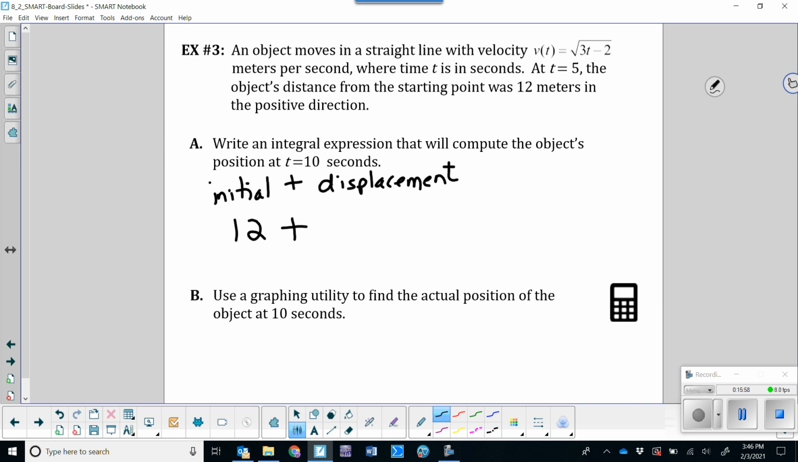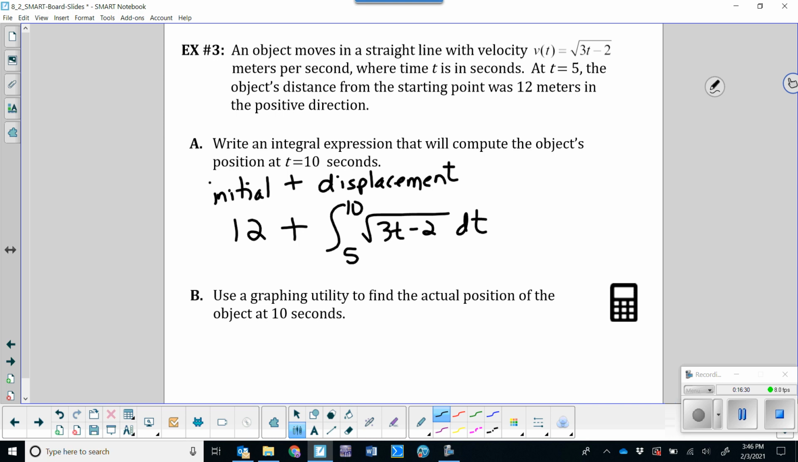It's just 12, the initial position, plus, and then you integrate the rest of it, 5 to 10 of this. Now notice it says write the integral expression that will compute it. So in that part of the question, I don't do anything else, and that's important to pay attention to on AP tests, because they often say set up but do not integrate, or write the expression. So don't overdo it. That's all I needed to write. That's the expression that gives me its position.